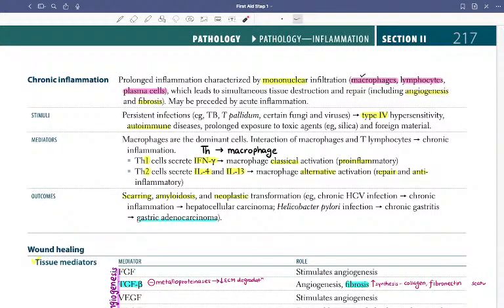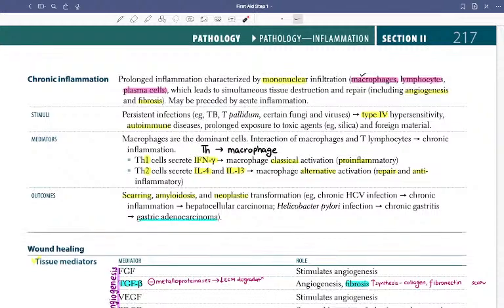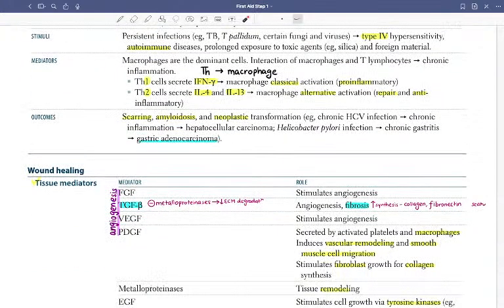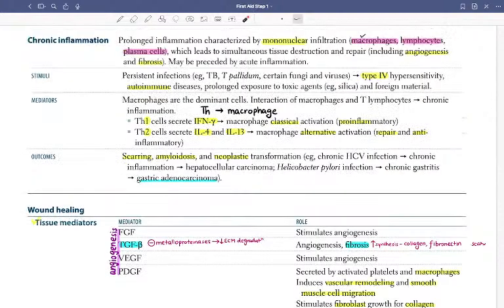Obviously, chronic macrophage infiltration, mononuclear infiltration, then persistent infection, trypanosome, type 4 hypersensitivity, chronic inflammation, TB, all this. Type 4 hypersensitivity, autoimmune reaction, toxic agents like silica and foreign body material. T helper 2, interferon gamma. Okay, macrophages dominant. Interaction of macrophage and T lymphocytes: T helper 1 secretes interferon gamma, macrophage classical activation.